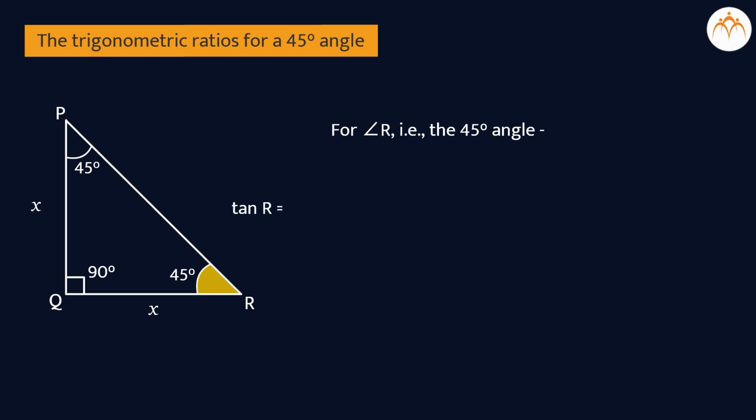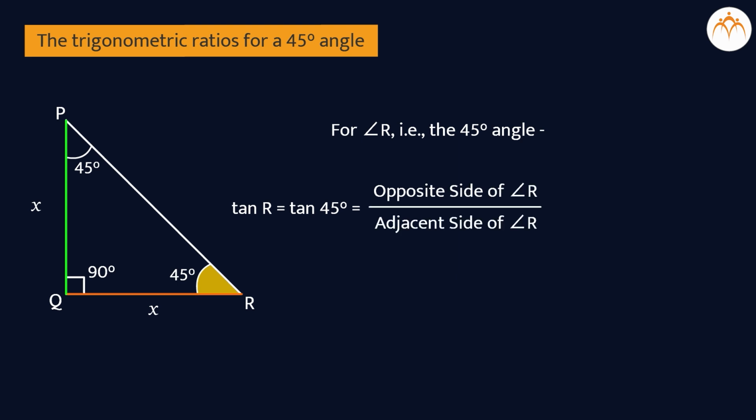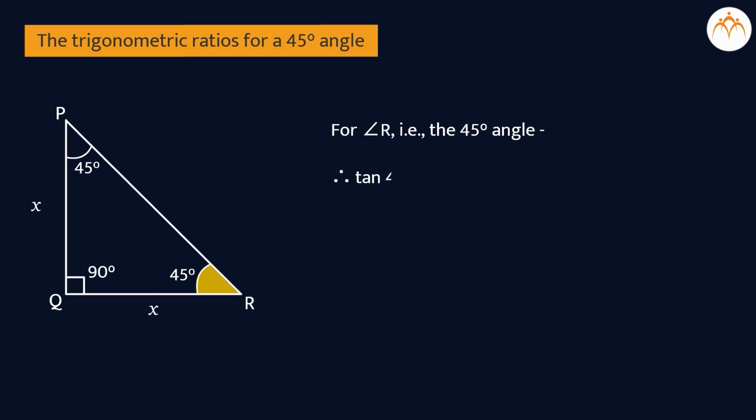Tan R equal to tan 45 degree, that is opposite side of angle R upon adjacent side of angle R, that is PQ upon QR equal to x upon x equal to 1. Therefore, tan 45 degree equal to 1, sin 45 degree equal to 1 upon square root of 2, cos 45 degree equal to 1 upon square root of 2, tan 45 degree equal to 1.